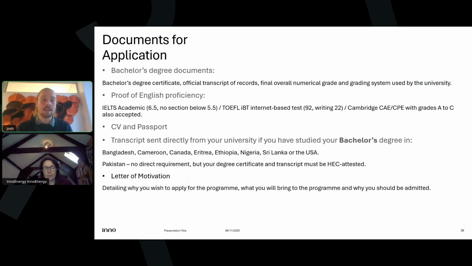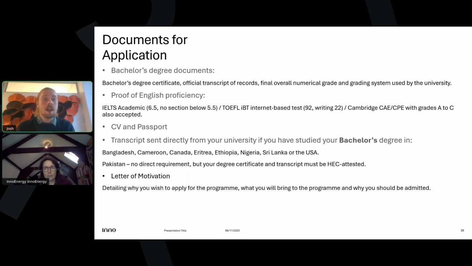And then if you've studied your bachelor's degree in Pakistan, then please make sure that your degree certificate and your transcript of records are attested by the Higher Education Commission. Again, all of this information is on the website. It's also in the application itself. So if it's a lot of information to take in, you can always go back and look at it at your leisure.